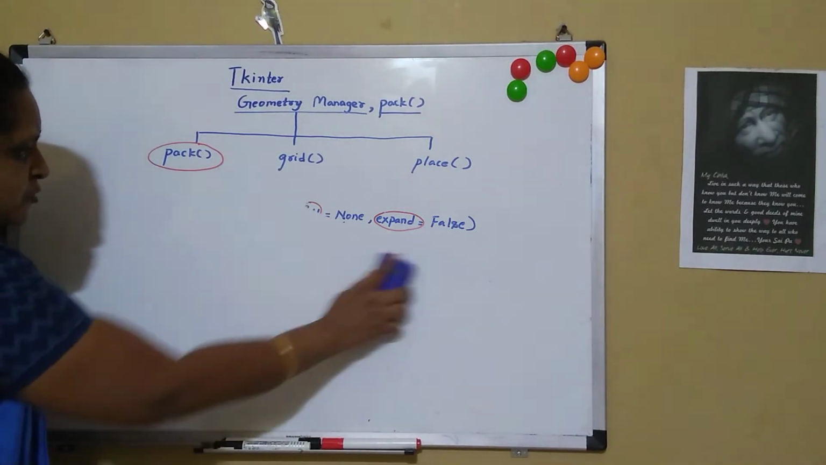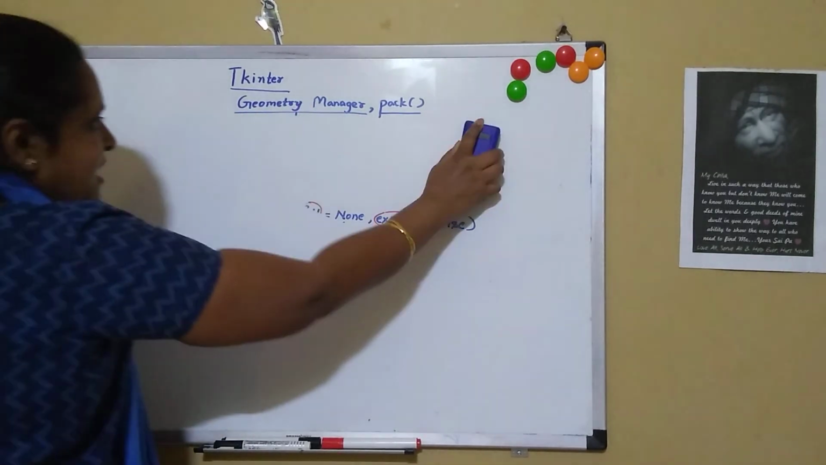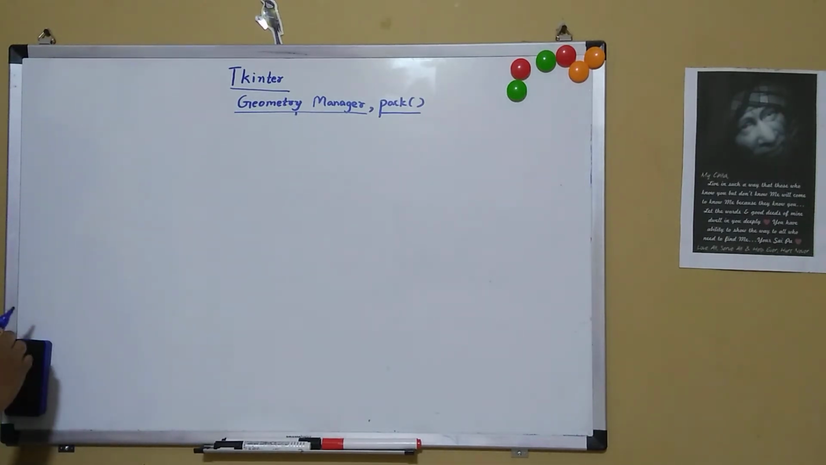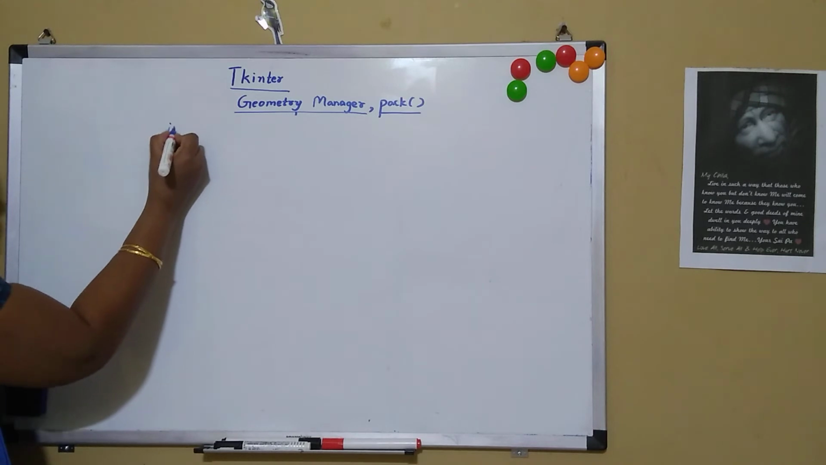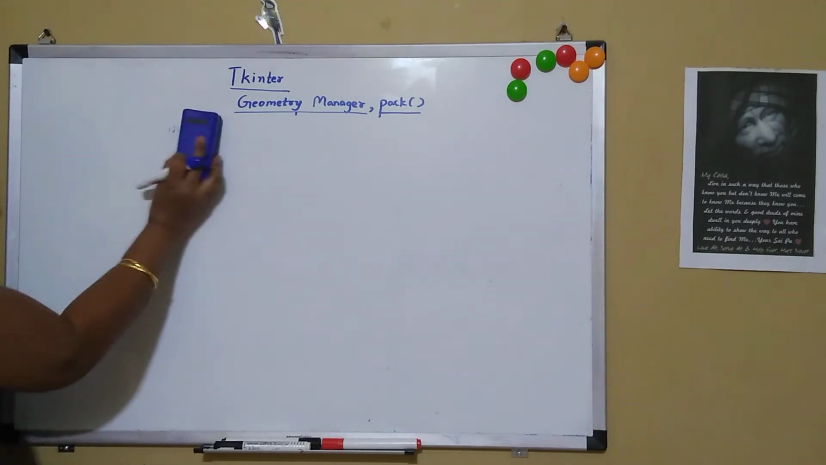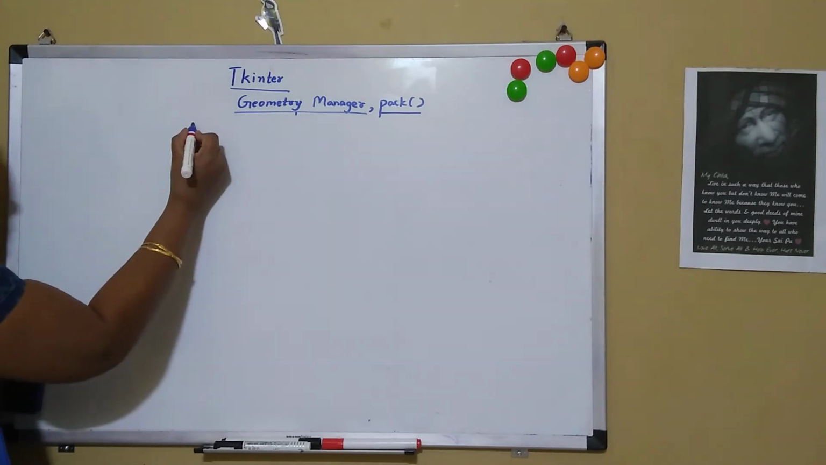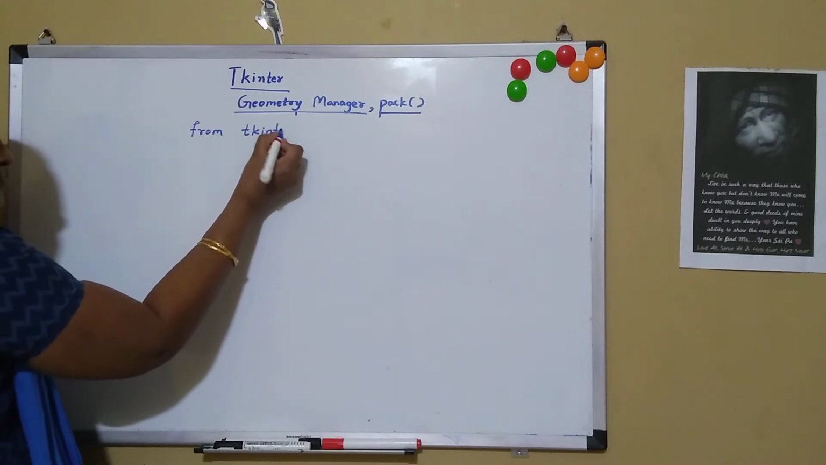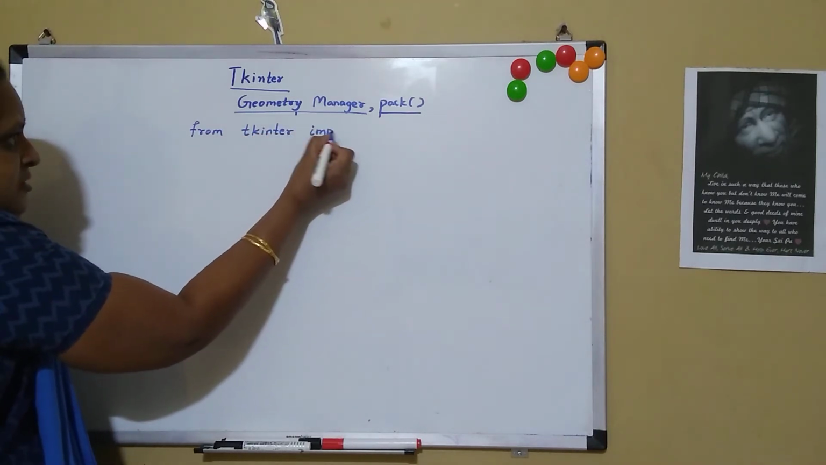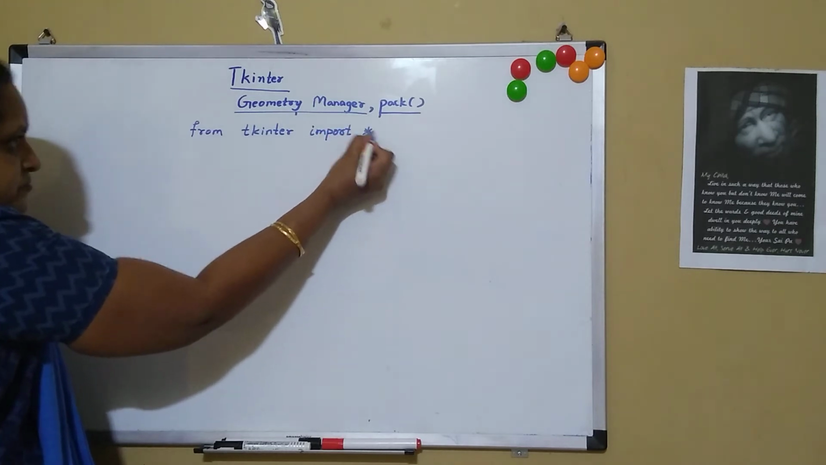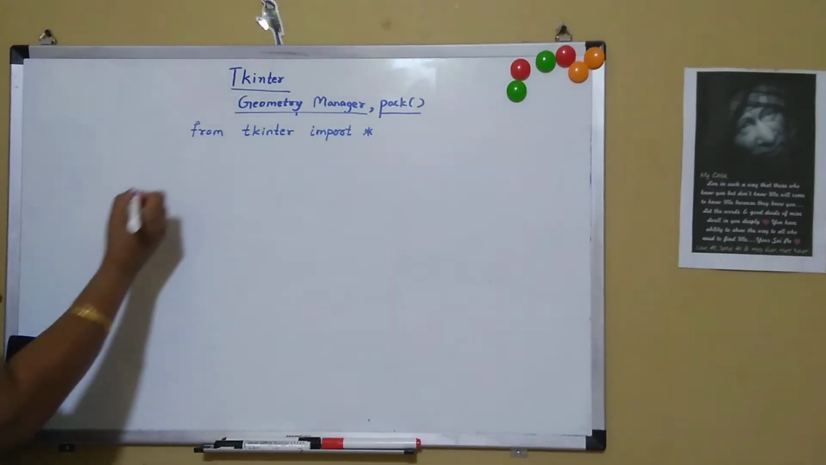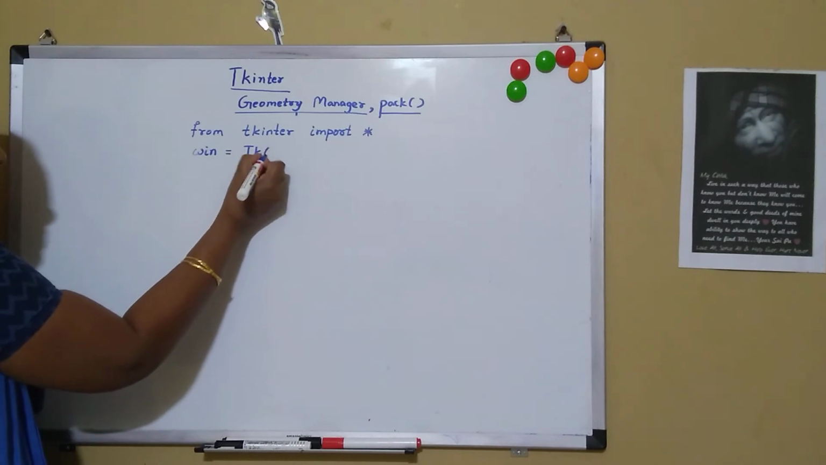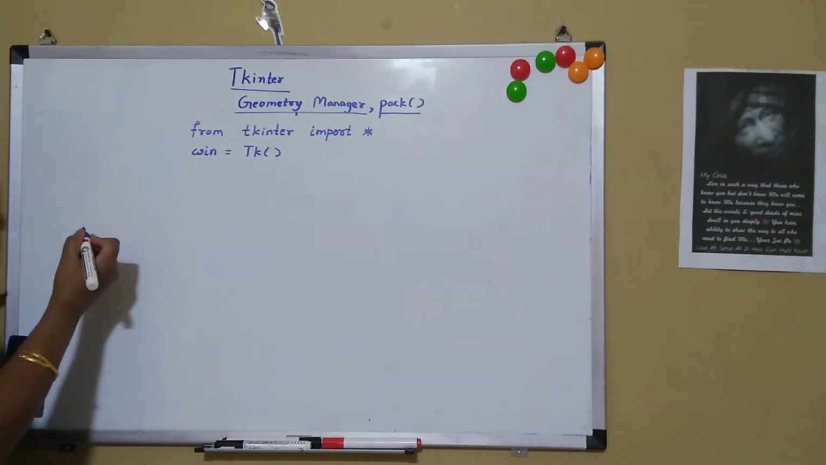And now let's look into one of the code examples and see how we can create a widget and place it on the screen. So firstly, I have to say from Tkinter import star, import all. And then let me create my main window. So I give win equal to tk bracket. So it will create the main window.